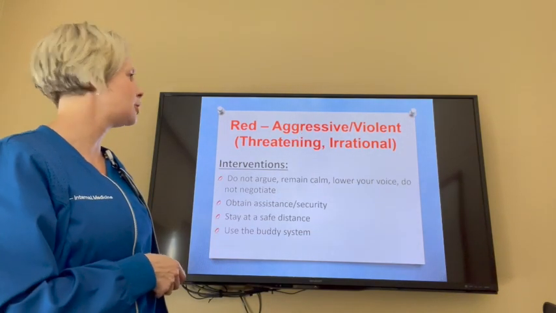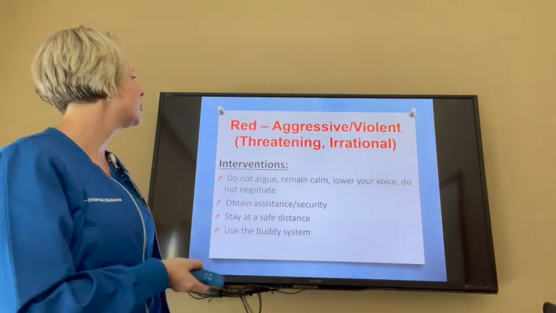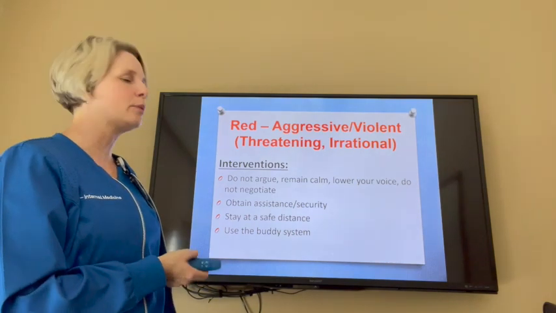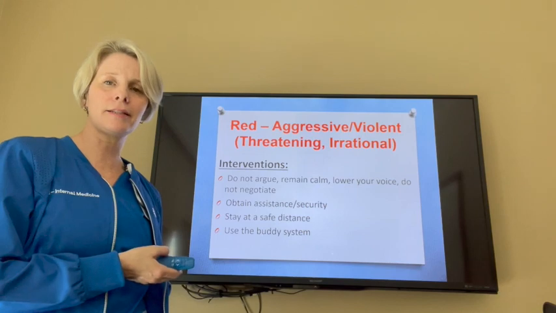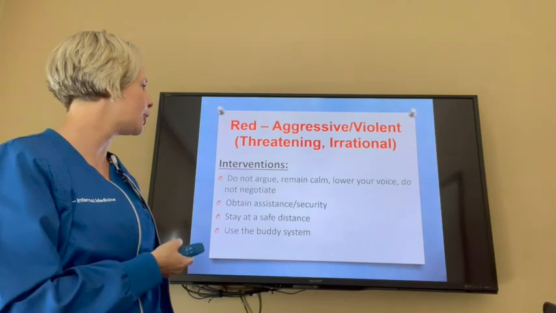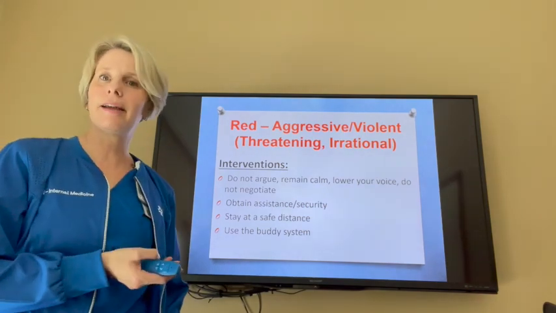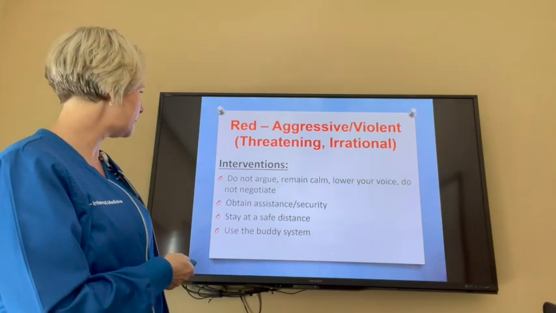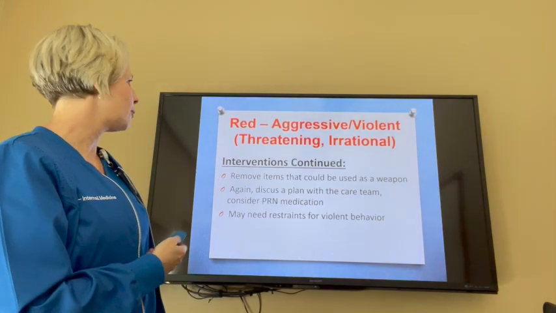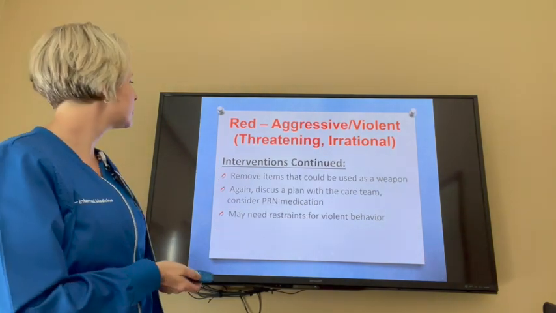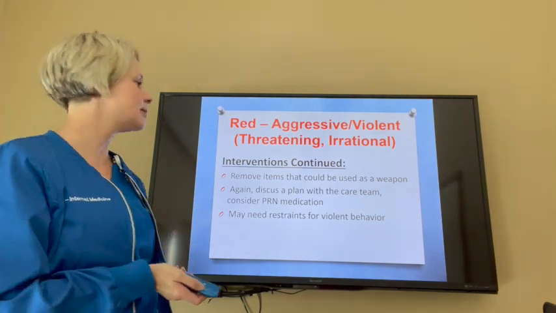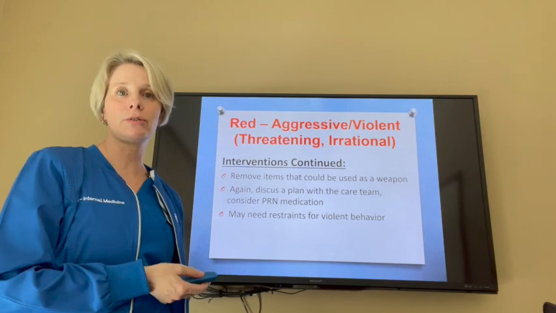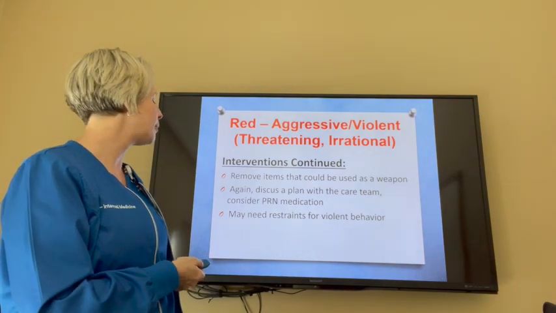So interventions, we don't want to argue, we want to remain calm, lower our voice, and we do not want to negotiate. We want to obtain assistance at this point. We want to get security involved. Again, stay at a safe distance, utilize the buddy system. Again, remove items that can be used as weapons, discuss a plan with the care team, and consider PRN medications. And at this point, we may need restraints for violent behavior.